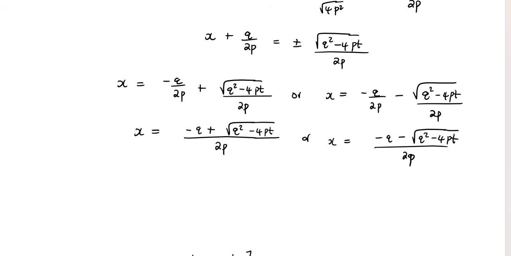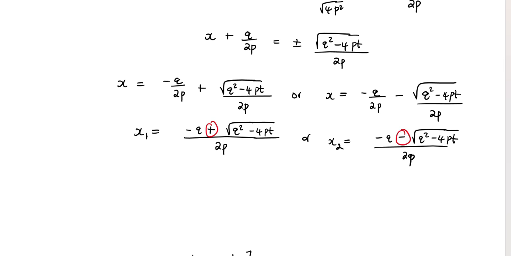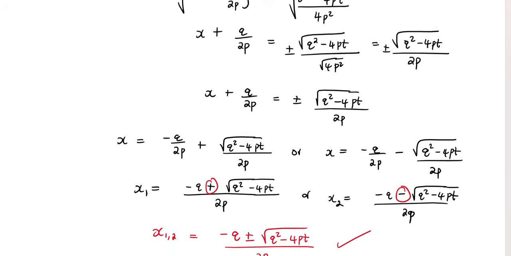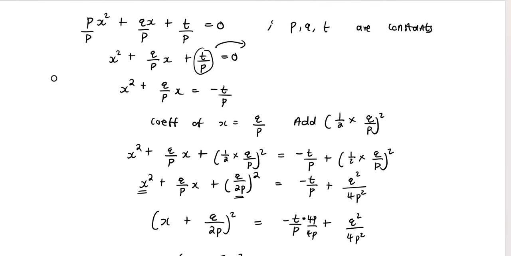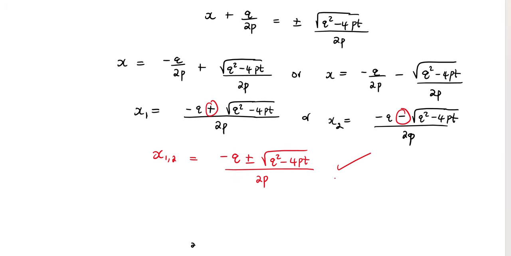Now, if you check these two terms, the first solution and the second solution, they are the same, but they just differ by this plus and minus. Meaning we can join this and contract it such that x1,2 is equal to negative q plus or minus the square root of q squared minus 4pt divided by 2p. Then this is your solution. So you just have to treat this thing as if you're treating numbers. If it doesn't make sense, make sure to watch the video as many times as you can. So this is what we know as the quadratic formula.